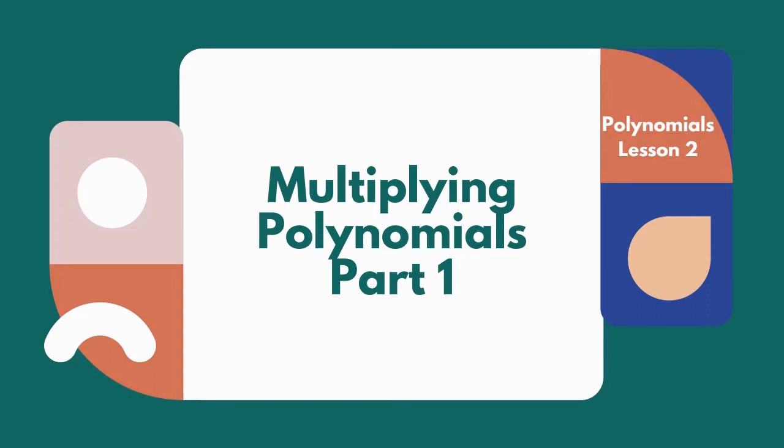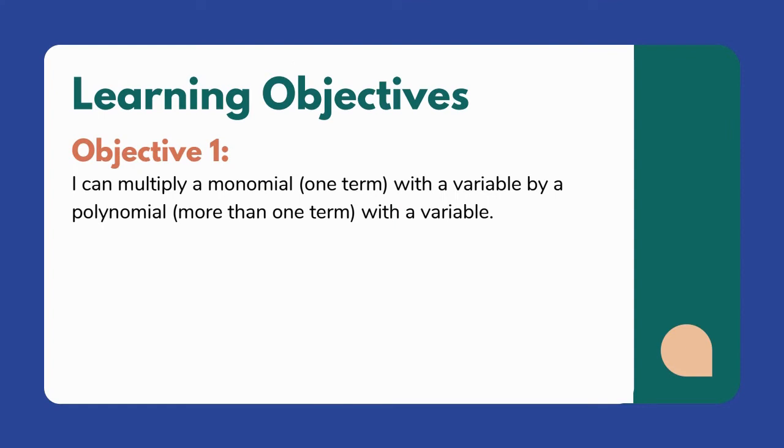This is our Polynomials Lesson 2, and it is part 1 of our lesson on multiplying polynomials. We have one learning objective for this video. Our learning objective is that we can multiply a monomial, so something with one term and a variable, by a polynomial, which is an expression that has more than one term, and there will be a variable in that expression as well.